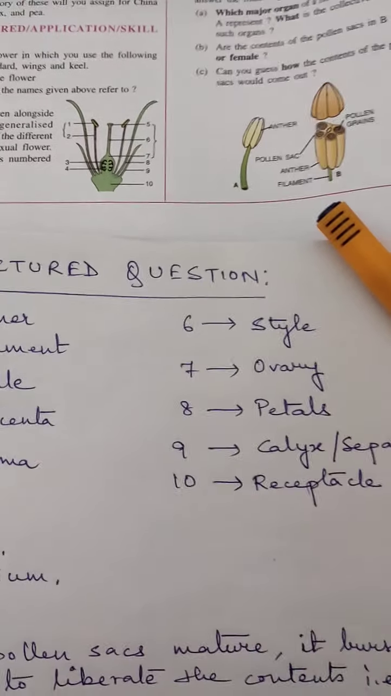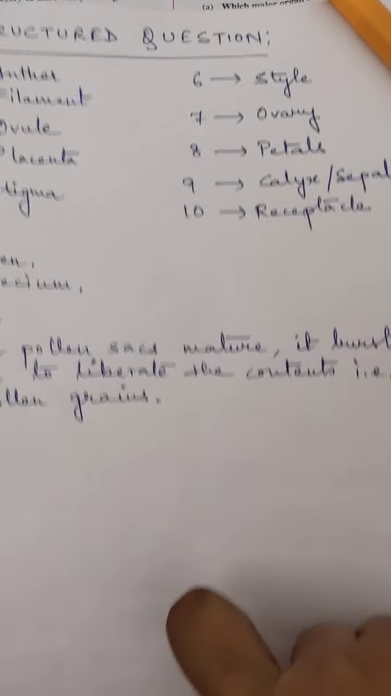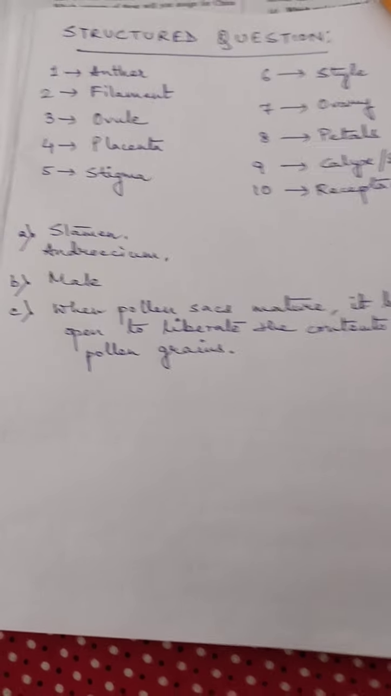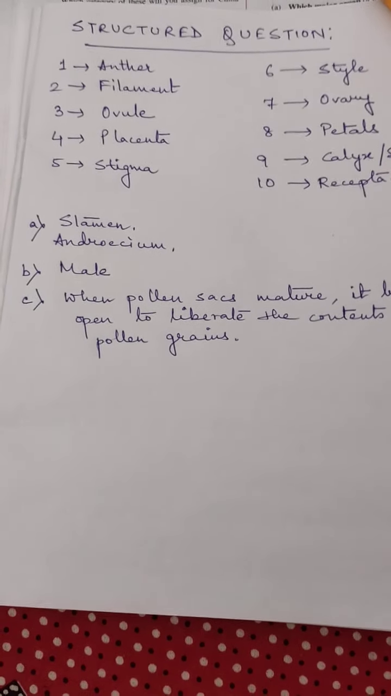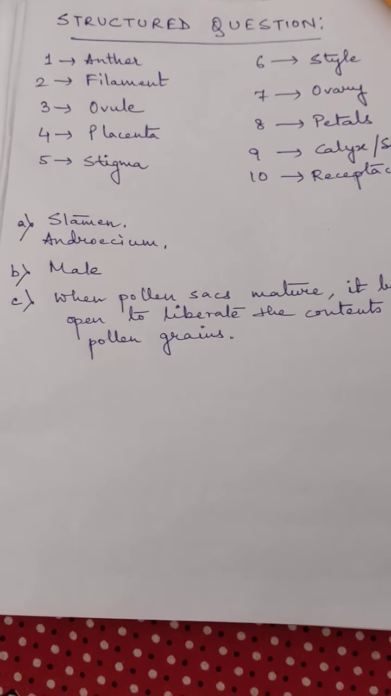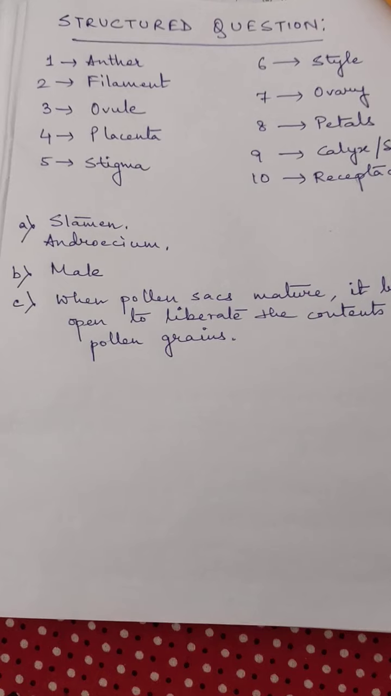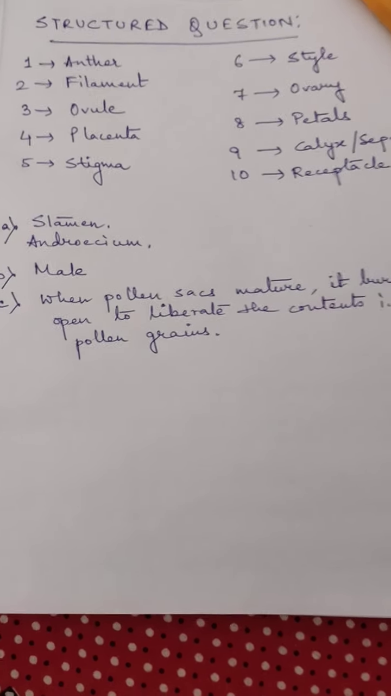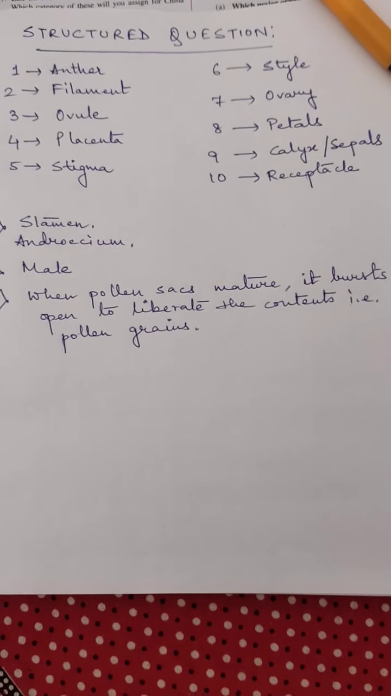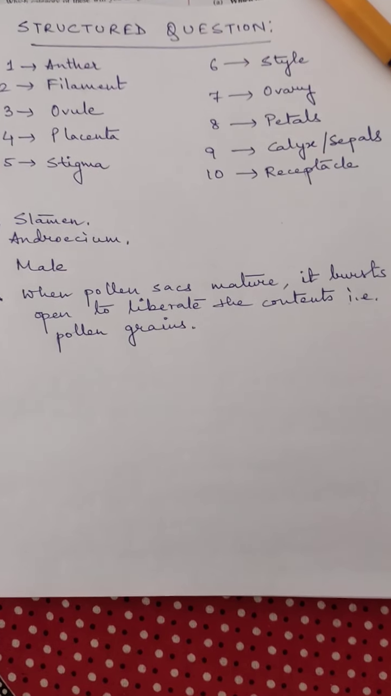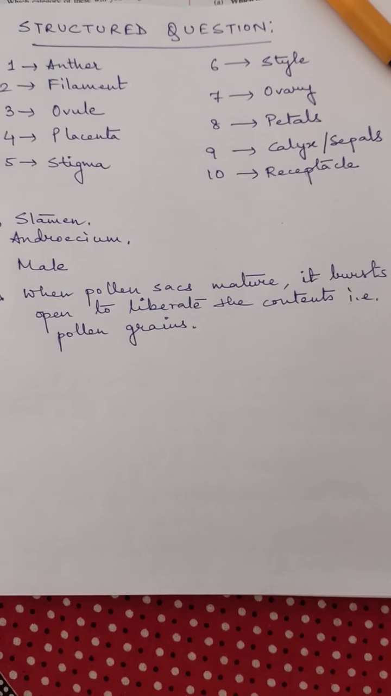Now for this, I have again written the answers. Number A, answer will be stamen for the first part, and for the second part, androecium. Number B, the answer will be male. And number C, the answer will be when pollen sacs mature, it bursts open to liberate the contents, that is pollen grains.